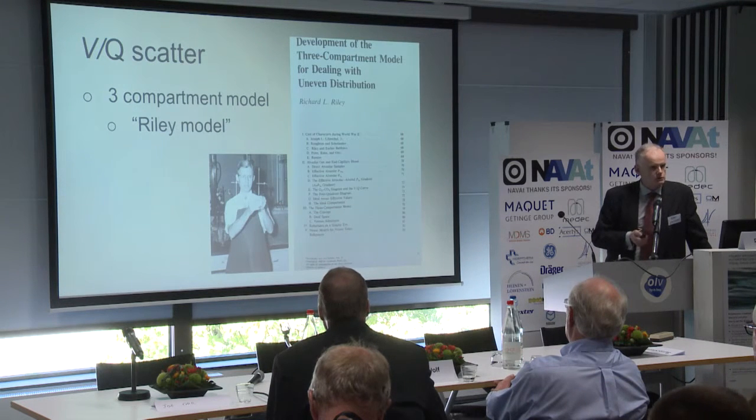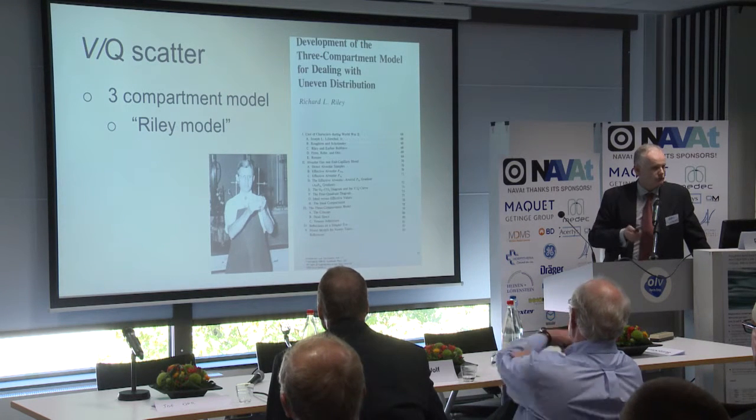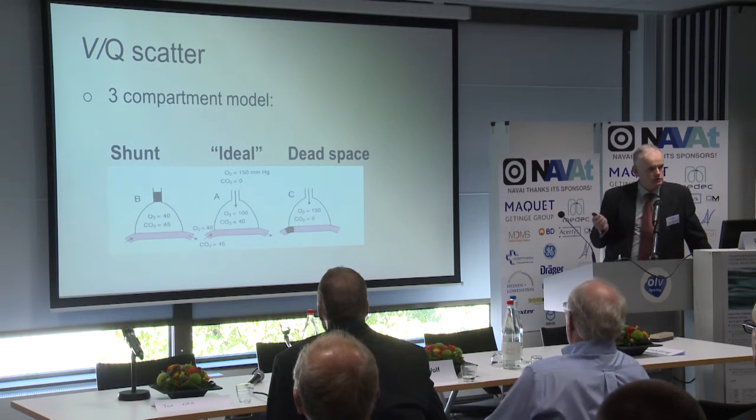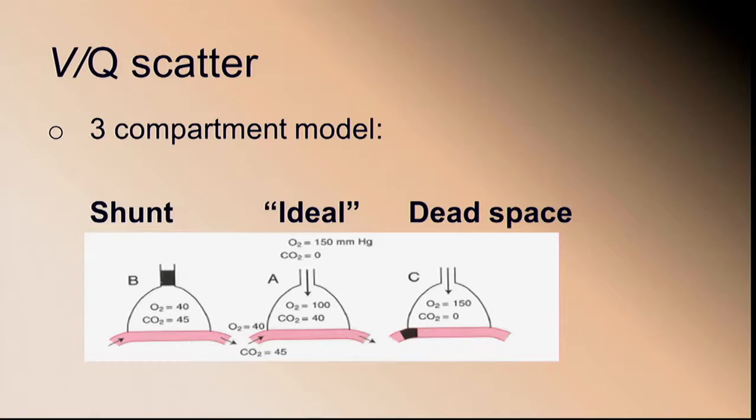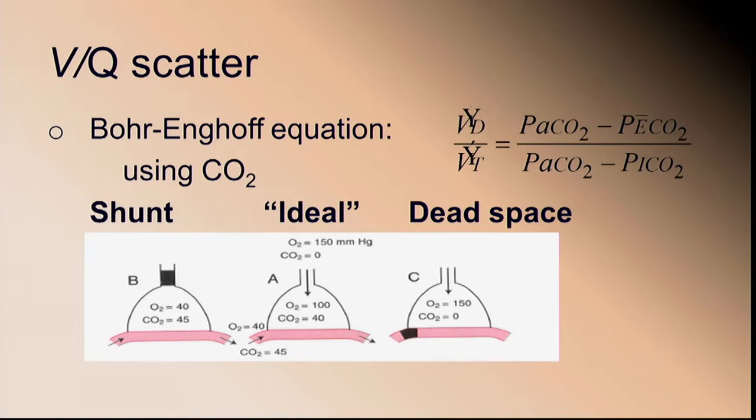One of those leading lights was Richard Riley, and the three-compartment model of VQ scatter is often referred to as the Riley model. And the three-compartment model essentially divides the lung up into three compartments, obviously. You've got shunt at one end, you've got dead space at the other, and you've got what is rather quaintly referred to as the ideal compartment in the middle. The reason why it's such an appealing model is because it lends itself to some very simple mixing equations which we can use to easily calculate these indices.